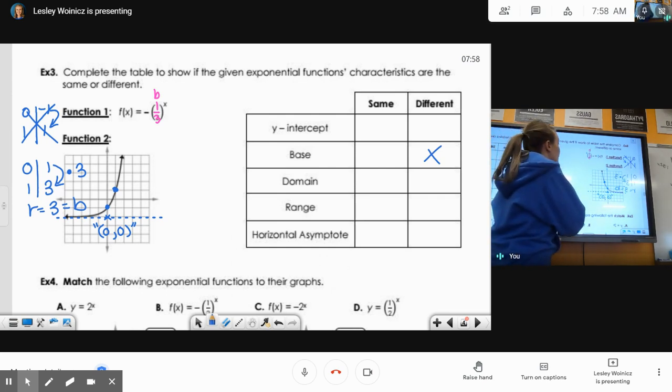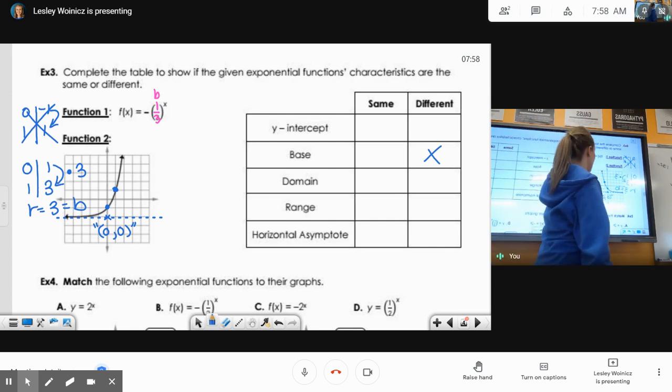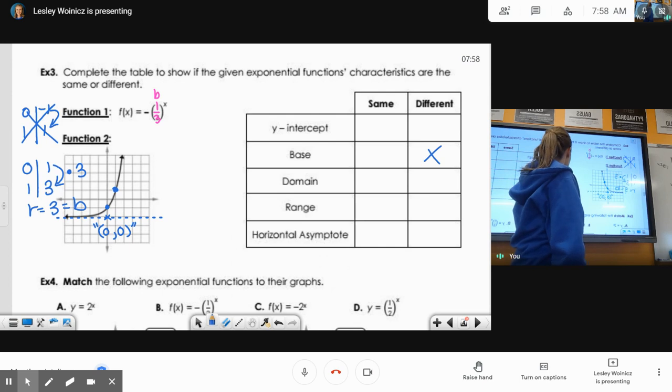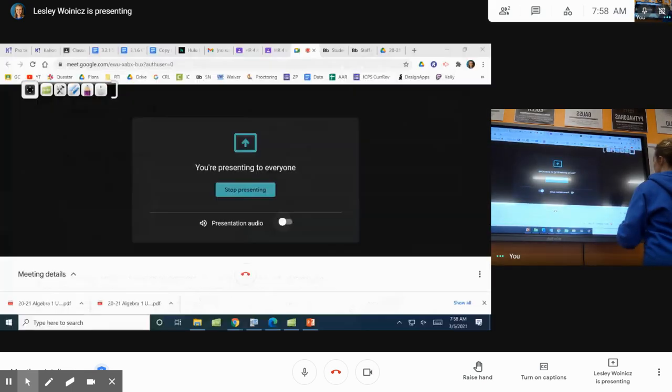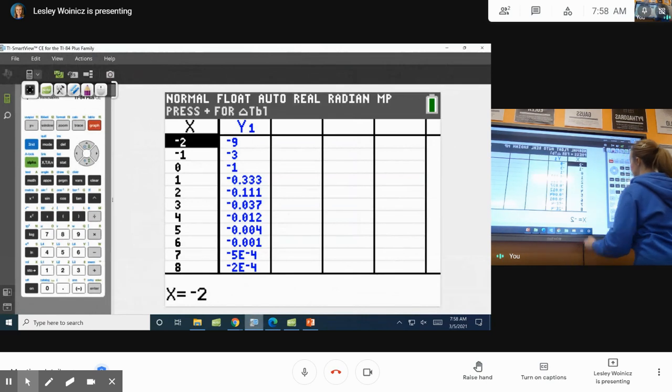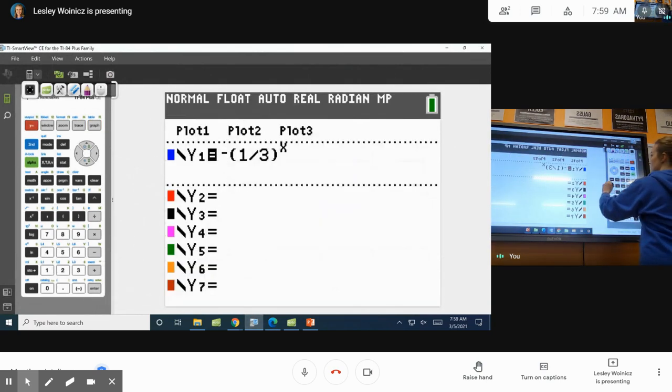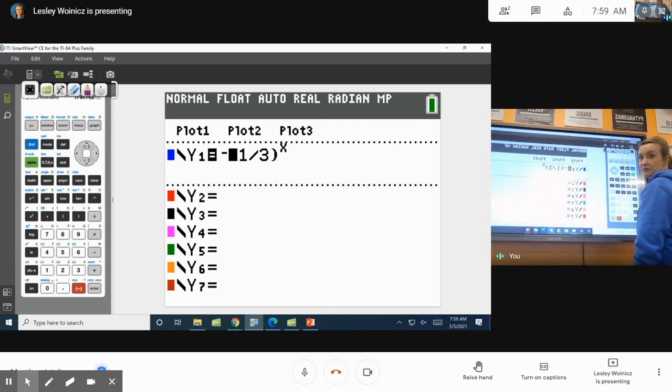Okay, and we know that a base of 3 is going to be growth. And a base of 1/3 is going to be decay. Whoop. Well, that's not on here, so we don't have to worry about it. So let's get some more information about function 1. I'm going to put this in the calculator. Negative 1/3 to the x. I suggest you also do that. Y equals, oh, it's already in here. So make sure you're using this little baby negative. Okay, don't use the big subtraction negative.